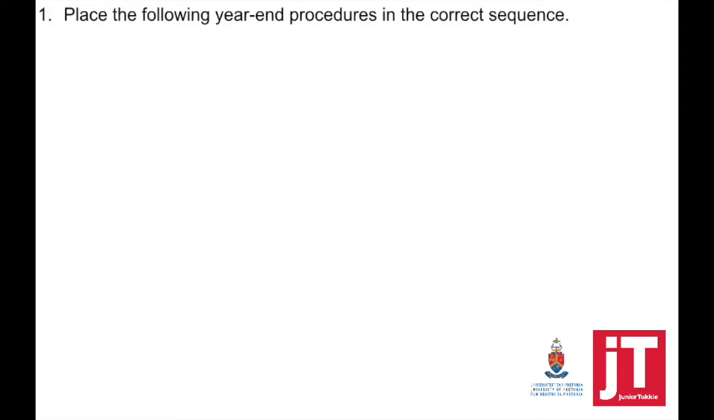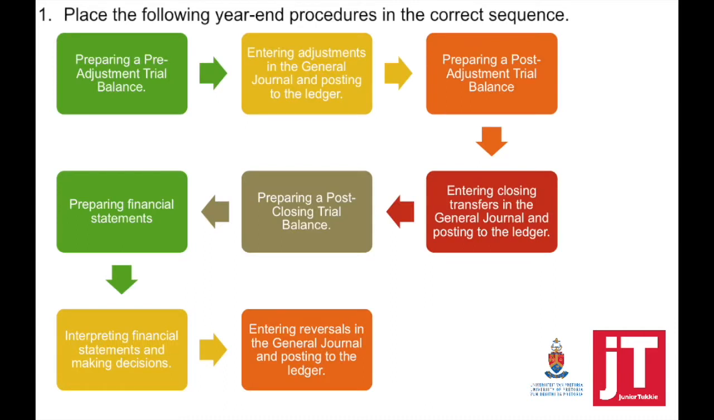Place the following year-end procedures in the correct sequence. Question number 1. So this is important to understand. Preparing a pre-adjustment trial balance. From there, we are going to complete our adjustments in the general journal and then post it to the ledger. From the ledger, we compile a post-adjustment trial balance. A post-adjustment trial balance consists out of the balance sheet account section and the nominal account section.